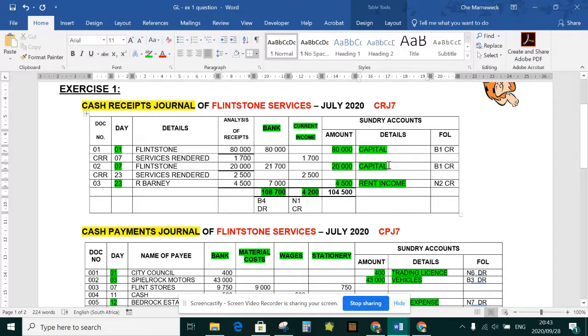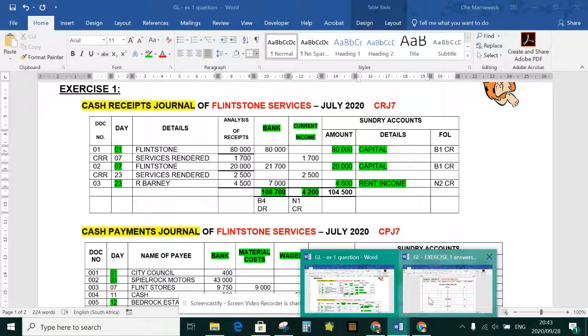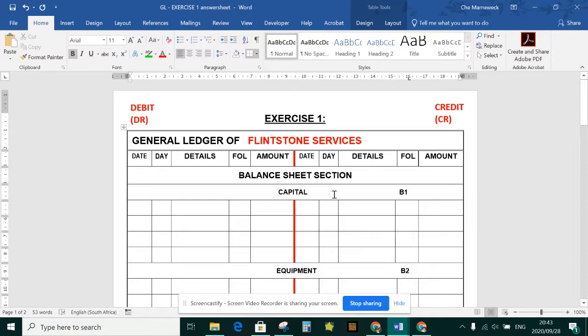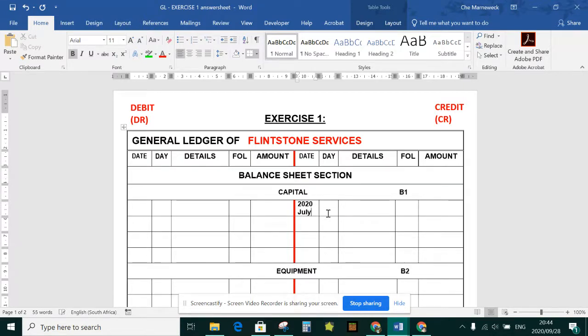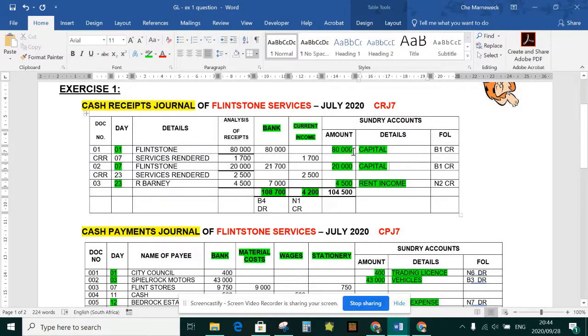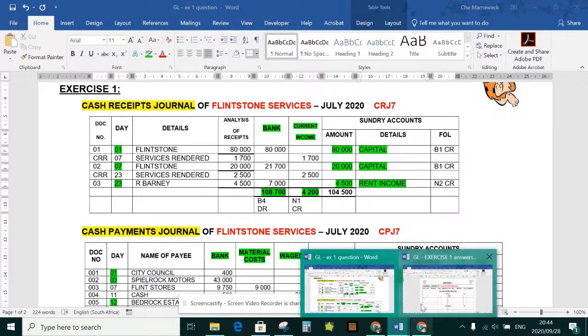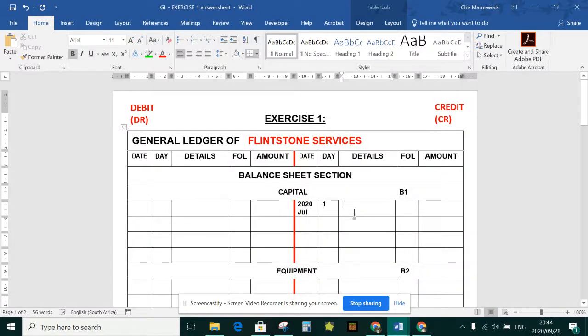Now, I'm going to move to my answer book. I'm looking at the credit side of the page. Credit side is the right-hand side. What does the information ask for? It asks for the date. Well, it's 2020 July. If you can't fit the month in, some months are very long, you just need the first three letters of the month. We then look at the day. What day is the first transaction on for capital? It's day one. So we record day one.